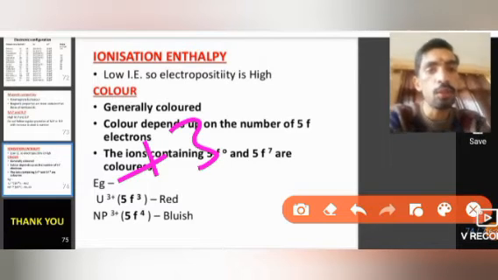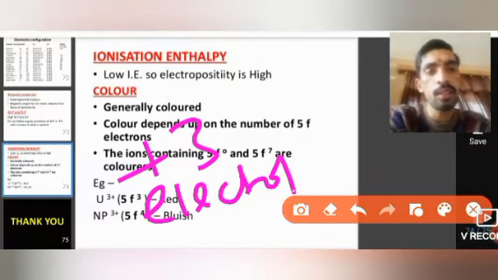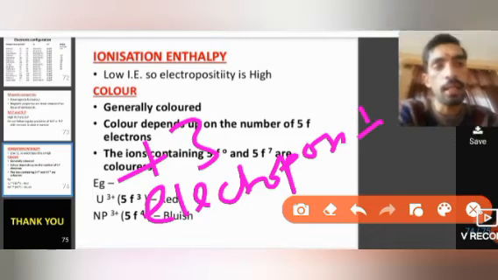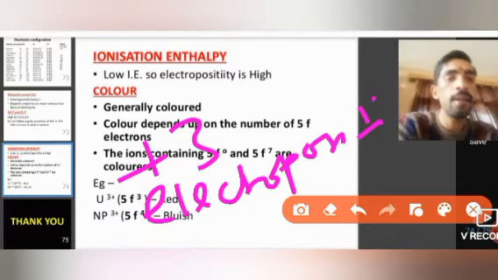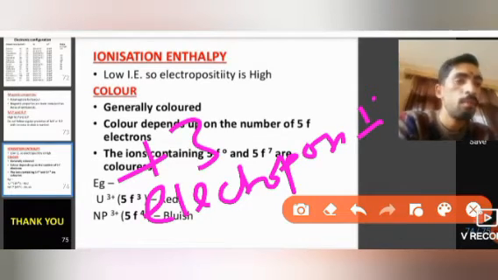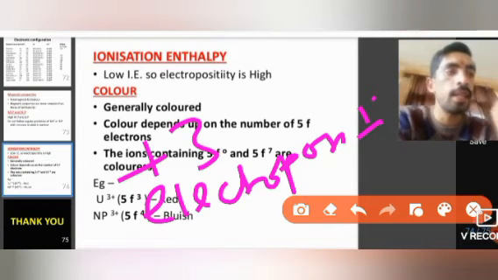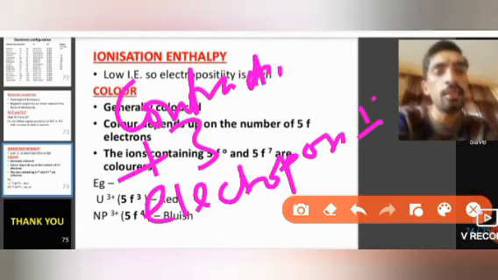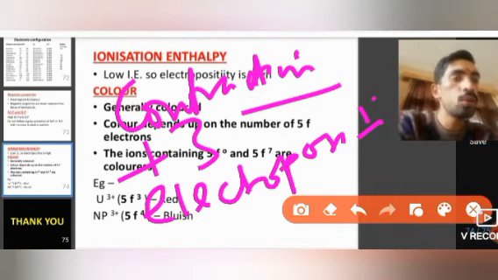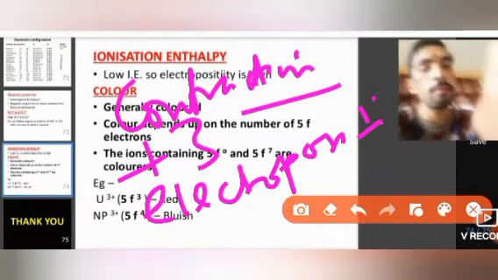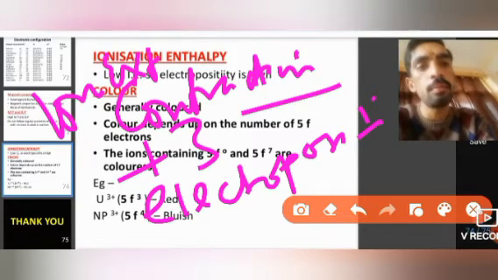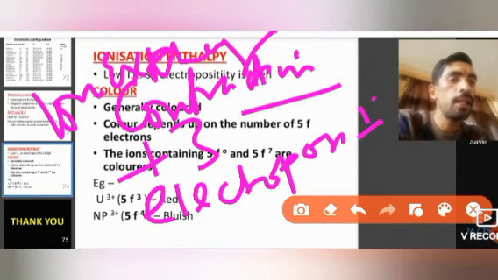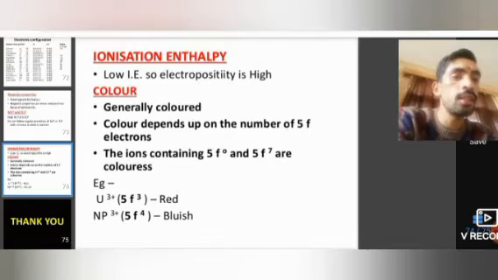Both are electropositive, so note down this similarity. Both are electropositive and have high reactivity. Both the lanthanides and actinides show contraction. Lanthanide and actinide contraction is there. Both show ion exchange behavior.